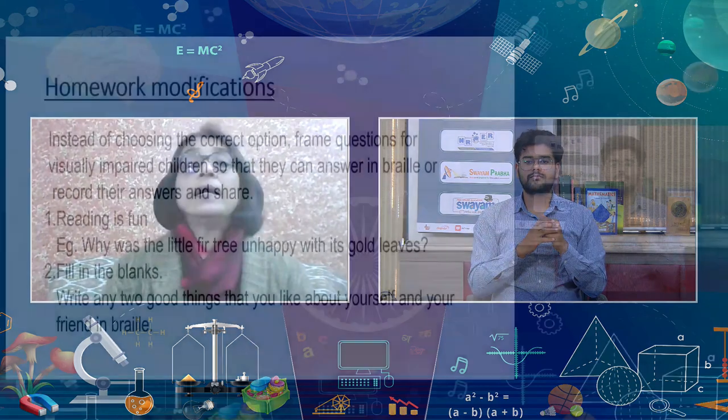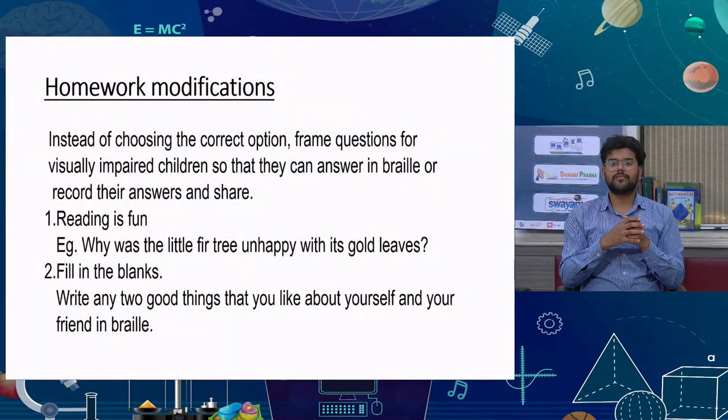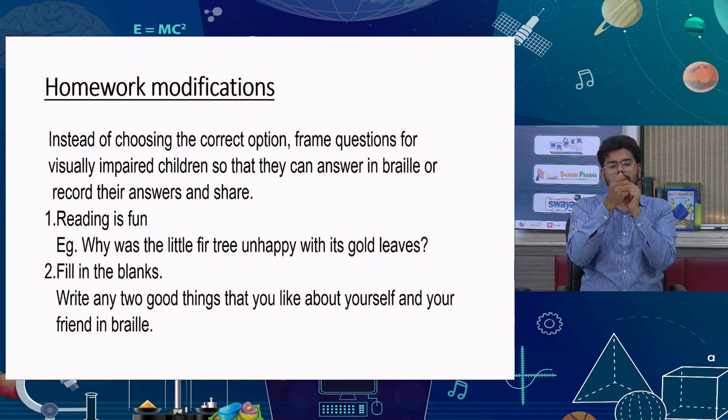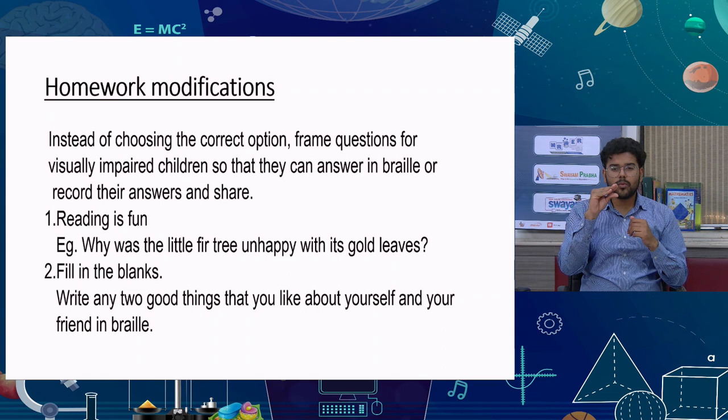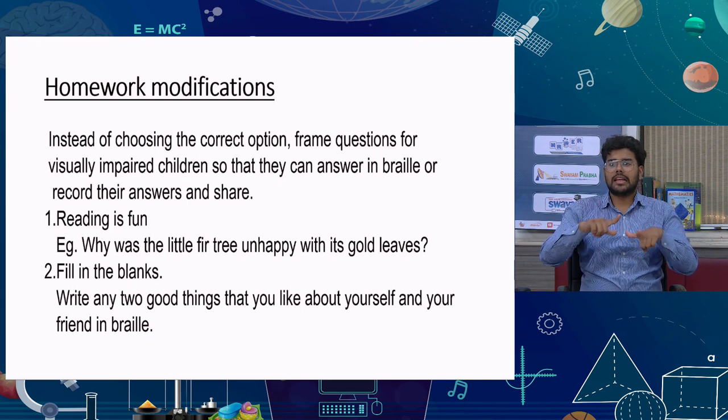So the same questions have been modified. The children who are visually impaired can answer in braille or record their answers and share. Here, like the first option, reading is fun, the questions are modified. Instead of giving them options, just read out the question: Why was the little fir tree unhappy with its gold leaves? Record the answer or write the answer in braille.